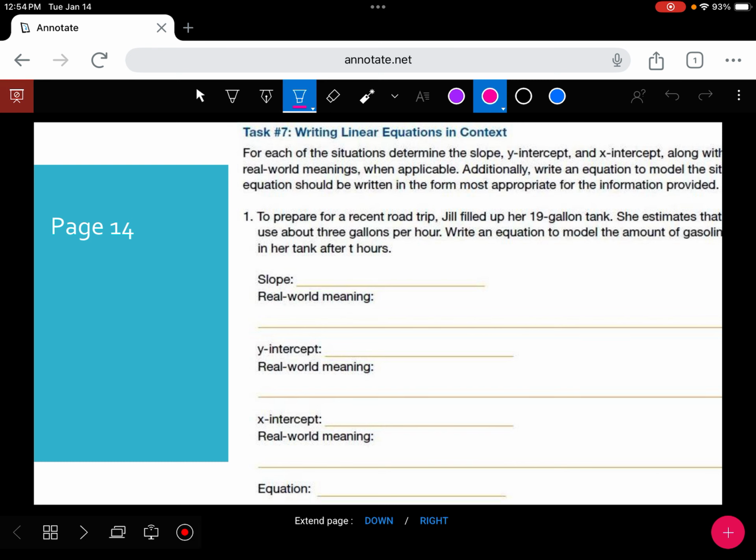That's okay. So we've got this story here. We've got to prepare for her road trip. I'm good at words. Jill filled up her 19-gallon tank, and she estimates that she's going to use about 3 gallons per hour. So we're asked to write an equation to model the amount of gasoline in her tank after some number of hours.